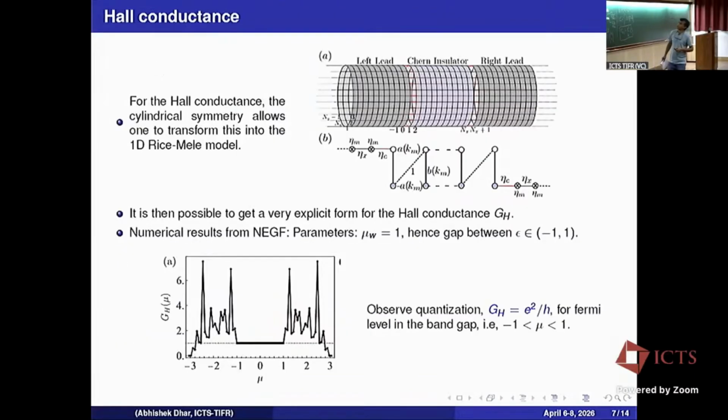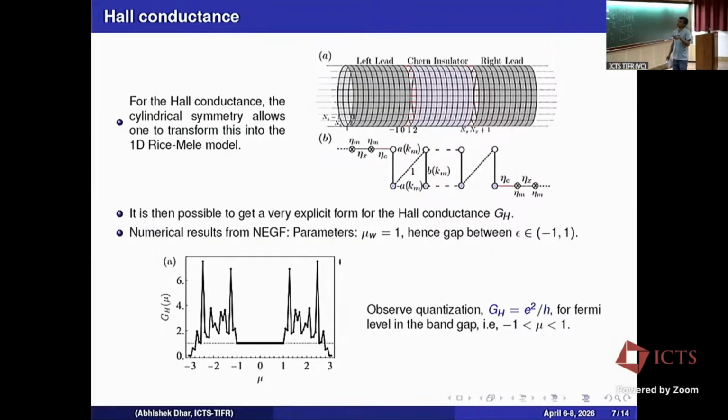This geometry is nice because in the y direction there's translational invariance. So you can do a Fourier transform in the y direction and get an effective one-dimensional model. This is a well-known model called the Rice-Mele model, which looks like this. At every site, there's a two-component wave function. Then there's some on-site potential A, and there are some other couplings.